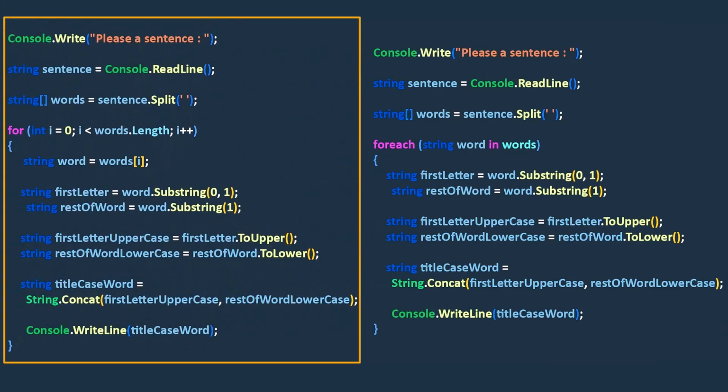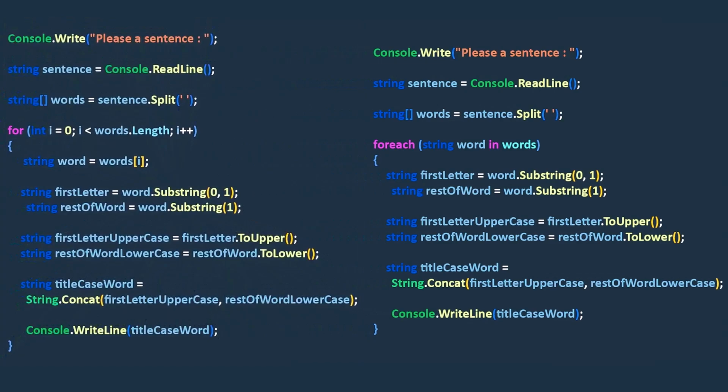Alternatively, we could have achieved the same result using a for loop, like this. However, as you can see, using the for each loop for arrays and collections is more readable and easier to understand compared to the for loop. So, for each loop is preferred over for loop when working with arrays and collections.